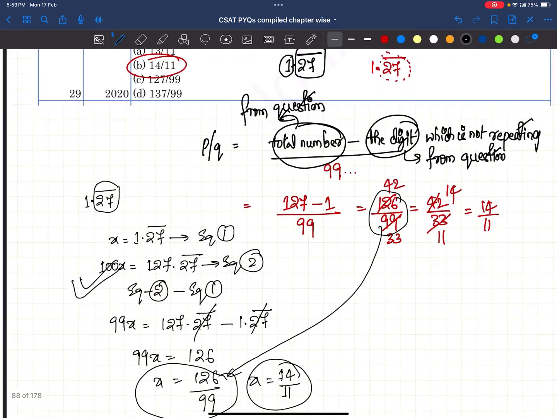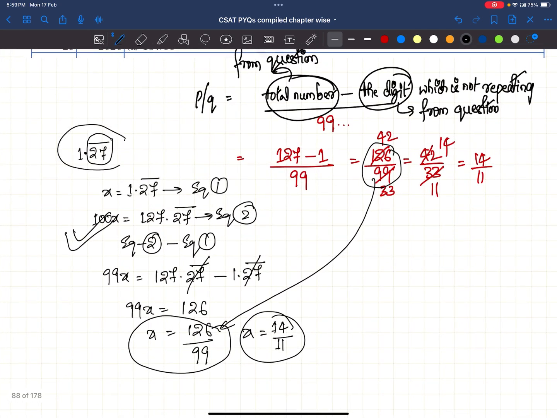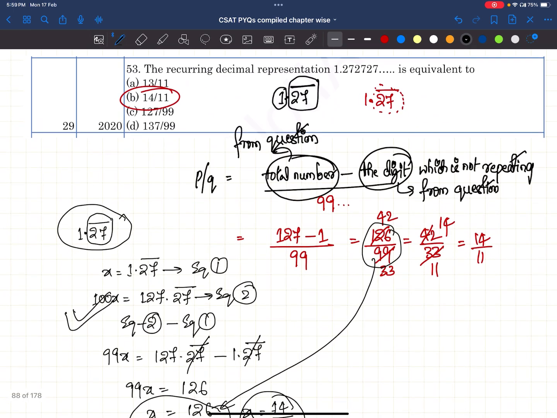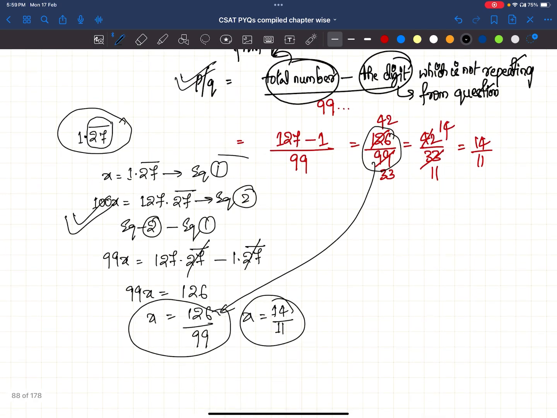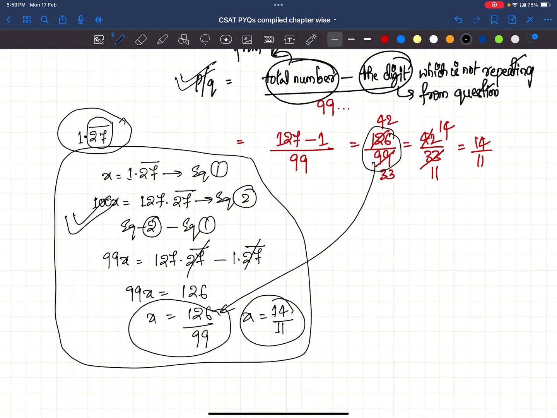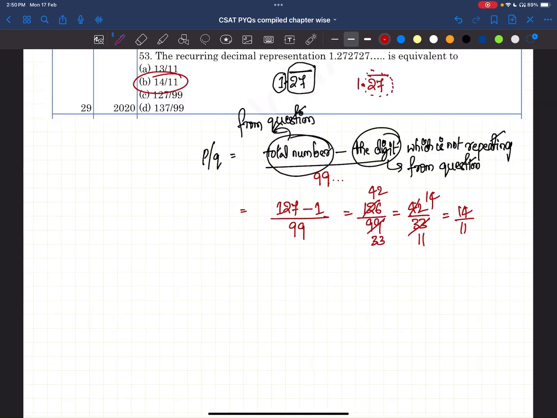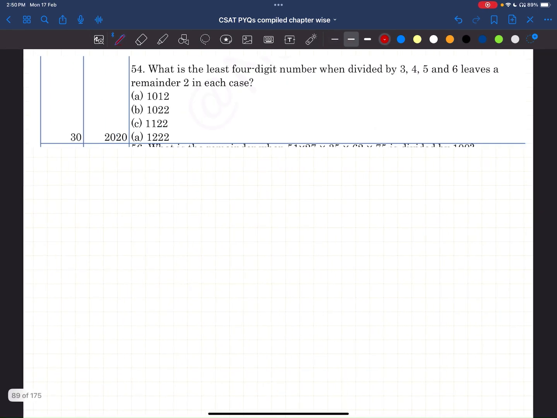Here we got a very simple question. That's why we were able to solve it by the conventional method. But sometimes the question can be more complex. That time this formula will help you. So better remember the formula as well, and also try to remember the conventional method of solving. Okay, now let's go to the next question.